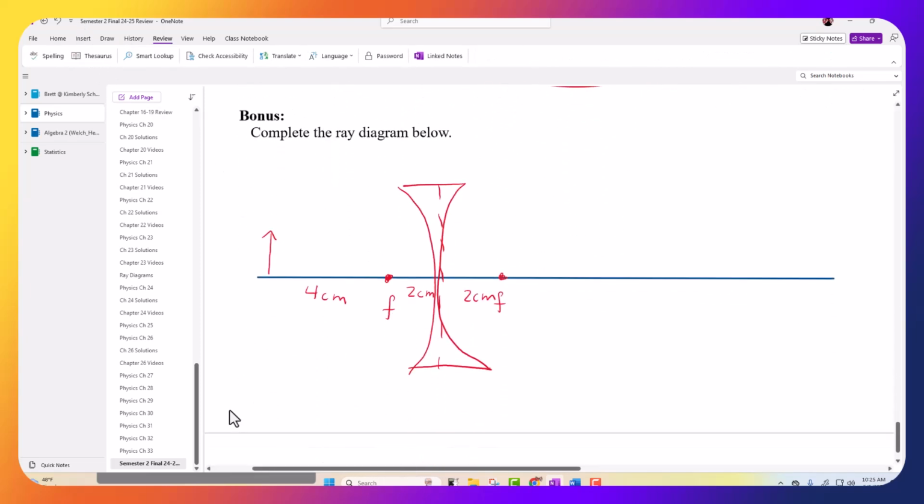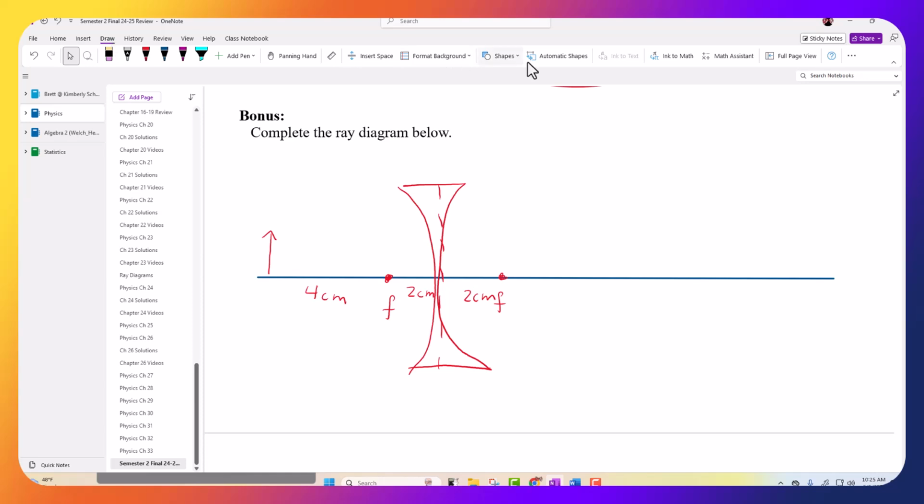Last question. We have a bonus problem. Completing a ray diagram for a diverging lens. These are a little bit harder because it's the same three rays, but they're drawn differently because of the diverging nature of the ray. Let's go blue. Let's go with light. Again, the measurements that are drawn on your paper, it's a 4 centimeter gap to the first focus and then 2 centimeters on each side. The first ray goes out parallel.